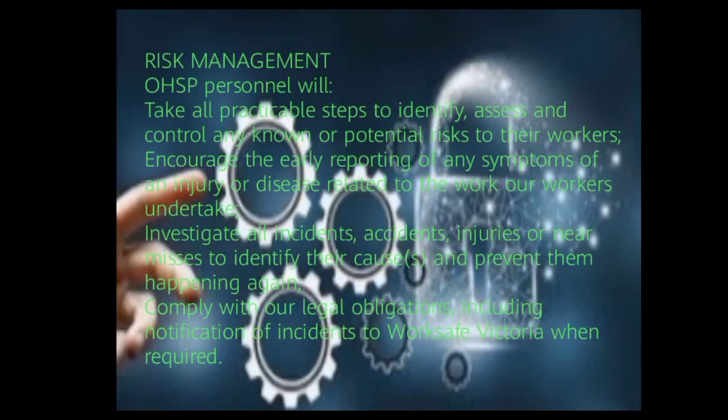Risk management. OHSP or personnel will take all practicable steps to identify, assess, and control any known or potential risk to their workers. Encourage the early reporting of any symptoms of an injury or disease related to the work our workers undertake. Investigate all incidents, accidents, injuries, or near misses to identify their causes and prevent them happening again. Comply with our legal obligations, including notification of incidents to WorkSafe Victoria when required.